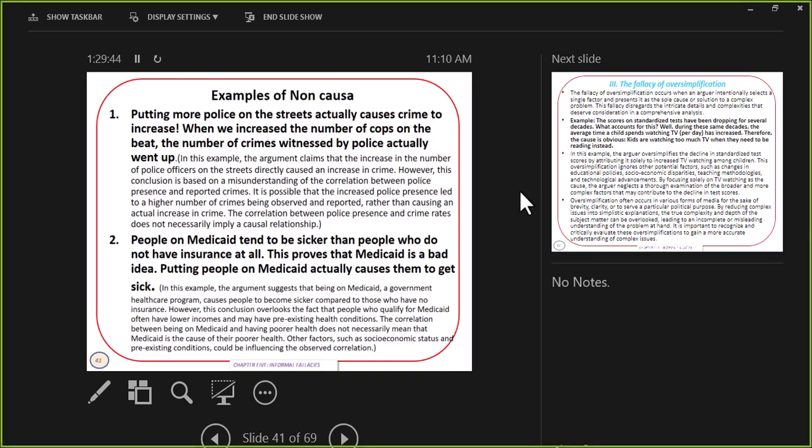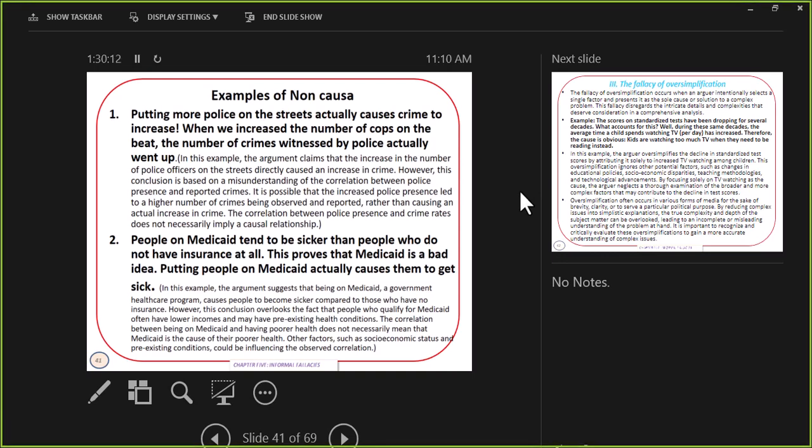Correlation does not translate into causation. The argument claimed that the increase in the number of police officers on the street directly caused an increase in crime. However, this conclusion is based on a misunderstanding of the correlation between police presence and reported crime. It's possible that the increased police presence led to a higher number of crimes being observed and reported, rather than causing an actual increase in crime. The correlation between police presence and crime rate does not necessarily imply a causal relation.